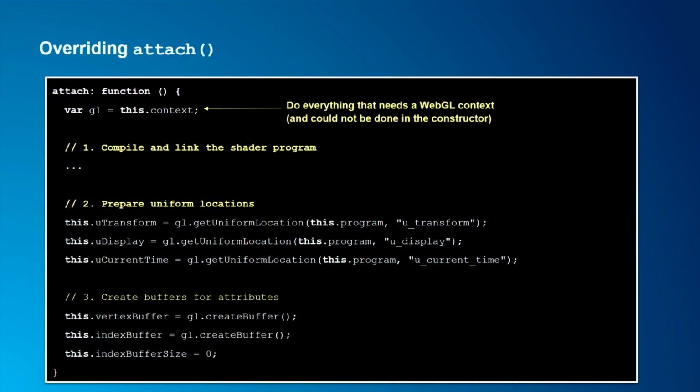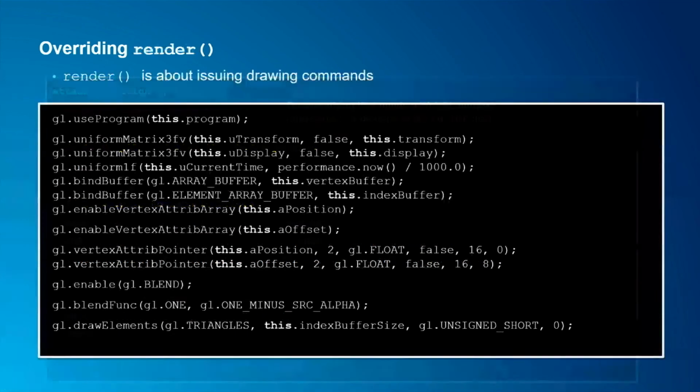Now we have all the elements to describe how the attach, detach, and render methods are overridden. Let's start with attach. Attach uses the WebGL context to compile the shaders, link the program, and once we have the linked program, we can retrieve the uniform locations that we store into properties for later use. This is also a good time to create the vertex and index buffers that we need. They're going to be initially empty. We will fill them up with data later.